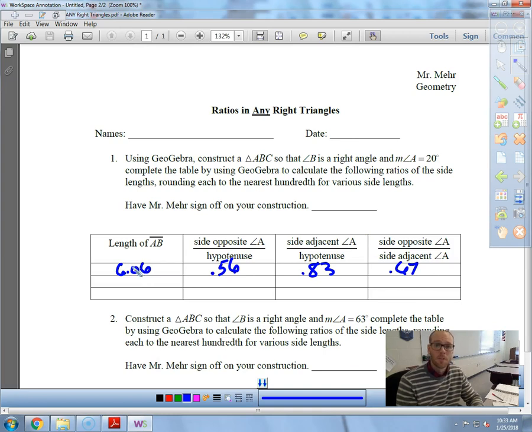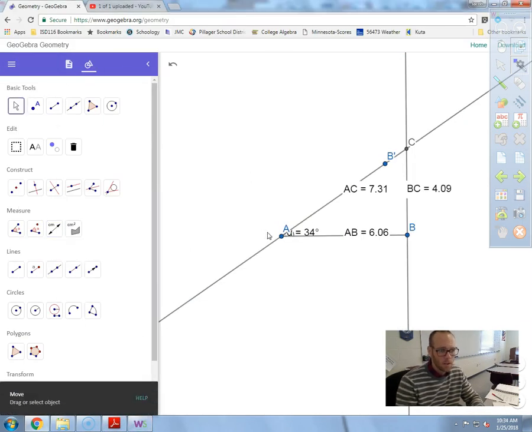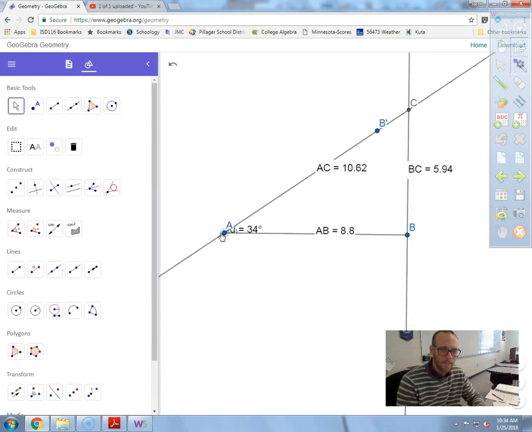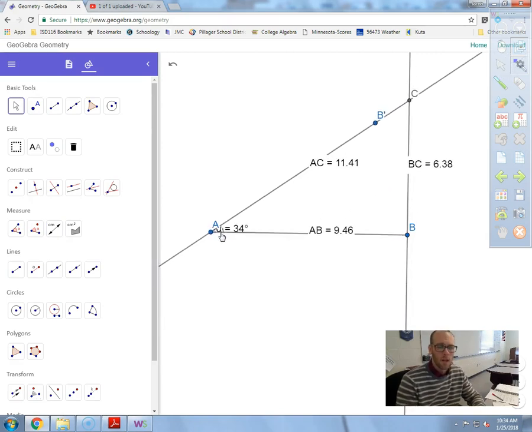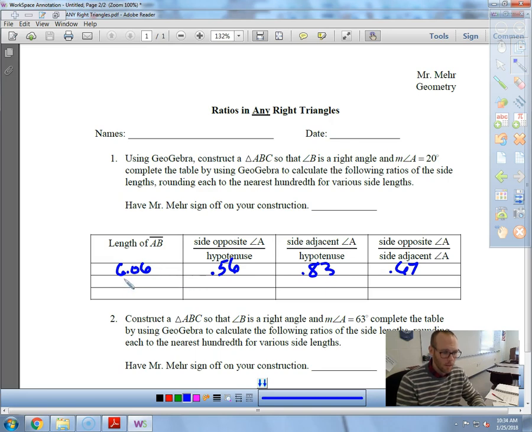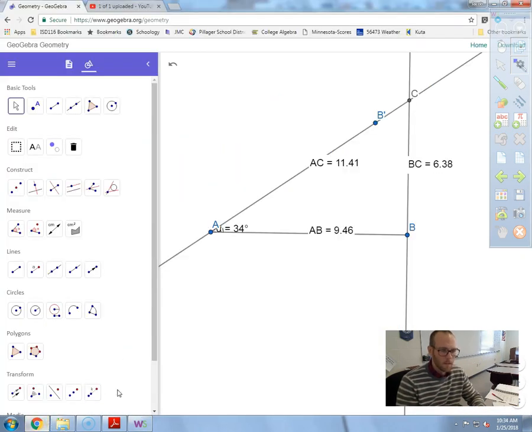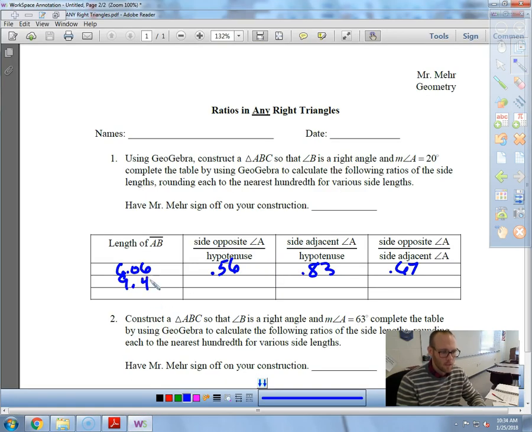Now you're going to do this for 3 different lengths of AB. So I just did it when AB was 6.06. What I'm now going to do is grab this point A, and I'm going to change the length. Now AB is 9.46. All my side lengths change. I'm going to go back into this, and I'm going to write down all the new ones. So I'm going to go, okay, 9.46. And then I'm going to find all of those ratios.